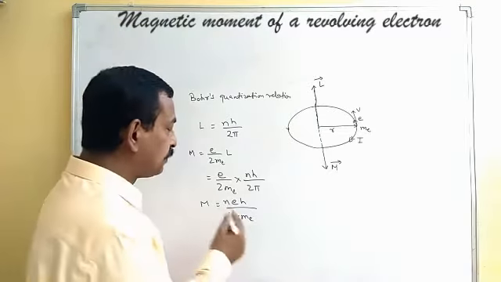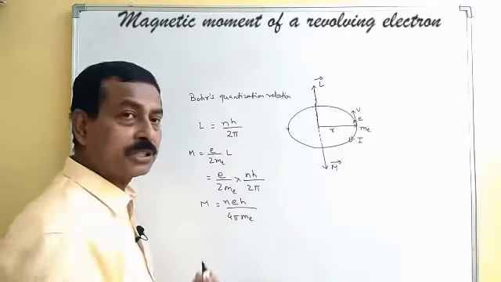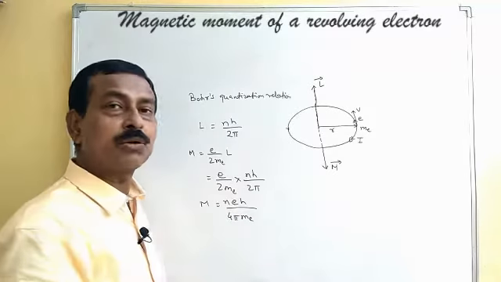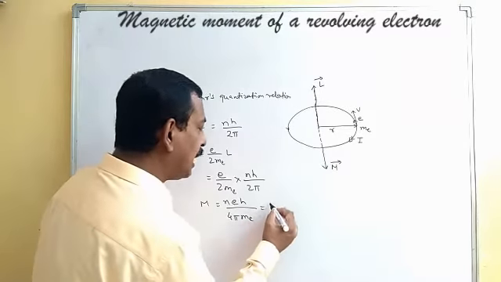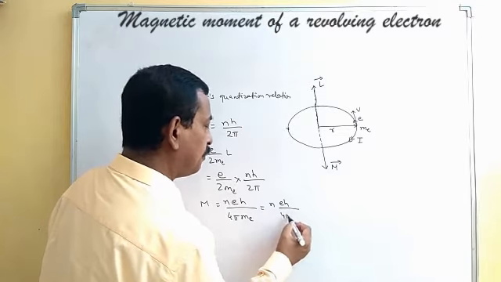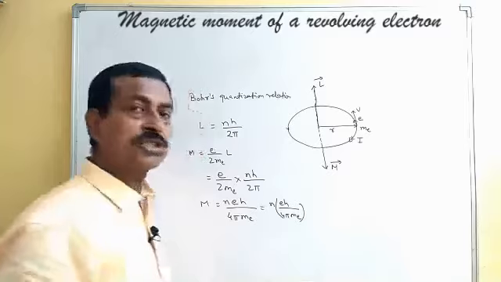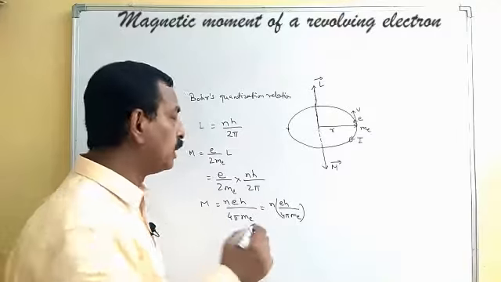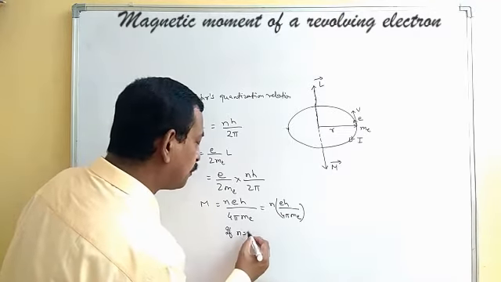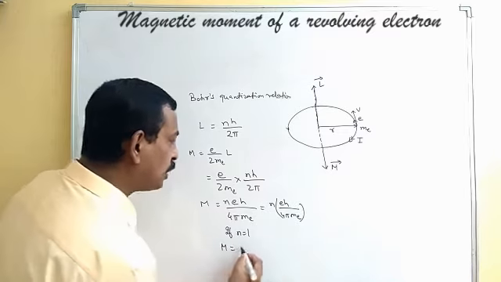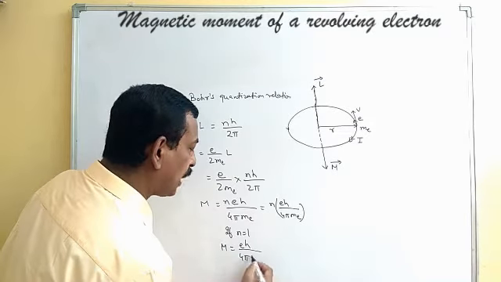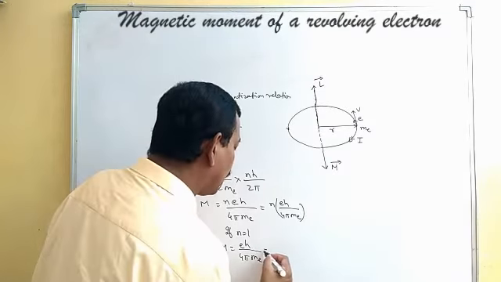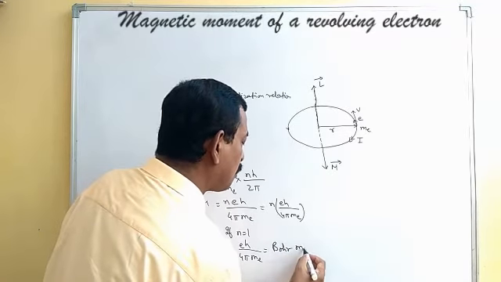Now you see this term e, which is the charge of the electron, h is Planck's constant, 4 pi is already a constant, and me is a constant, the mass of the electron. So this entire term is a constant, and this is your n, which is the principal quantum number. So if n is 1, in that case M will be equal to eh by 4 pi me. Now this is a constant, and this is called the Bohr Magneton.